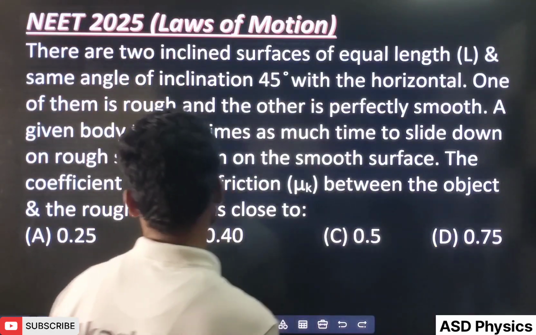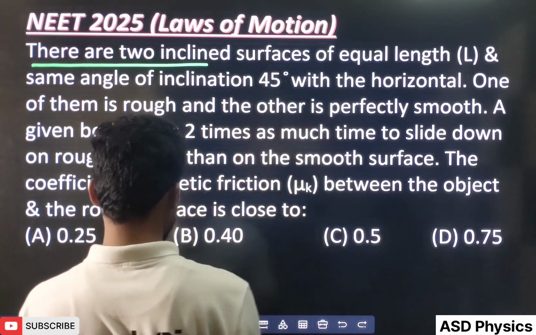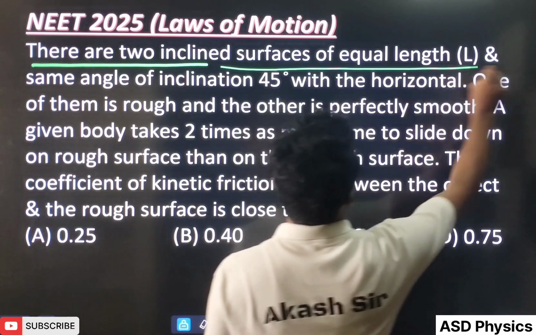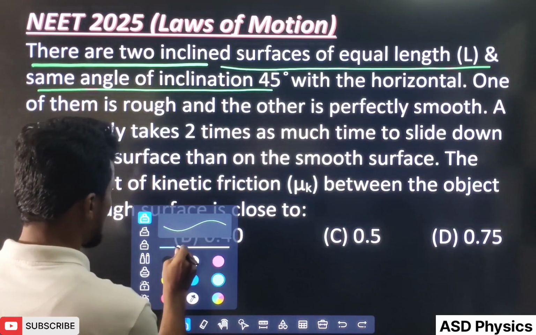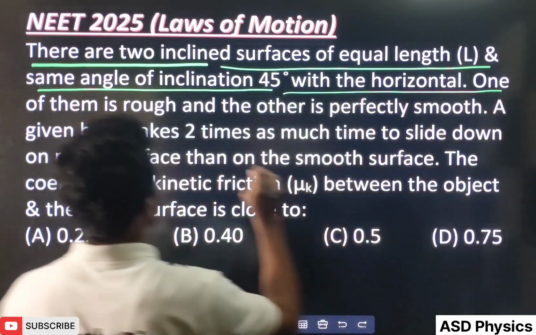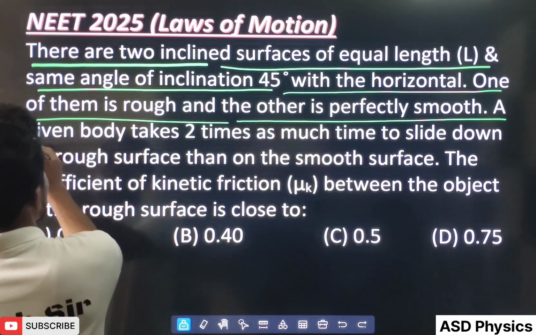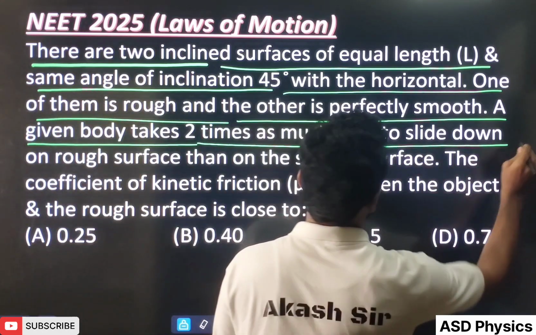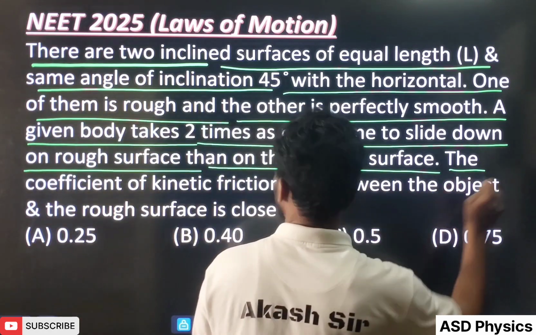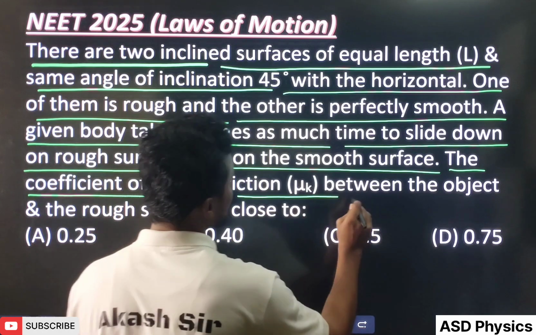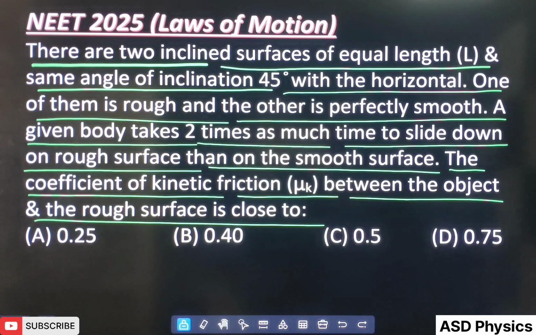Anyhow, now students, let's see this question. There are two inclined surfaces of equal length L and the same angle of inclination with the horizontal, 45 degrees. One of them is rough and the other is perfectly smooth. A given body takes 2 times as much time to slide down the rough surface than on the smooth surface. Now, the coefficient of kinetic friction between the object and the rough surface is close to how much? Okay, students, so this is the question.